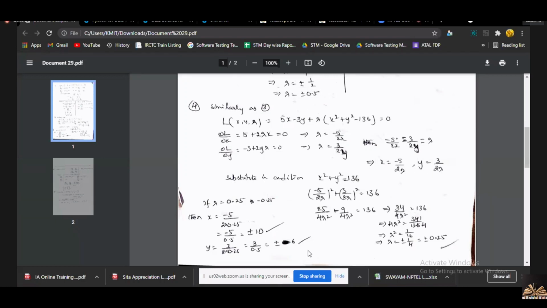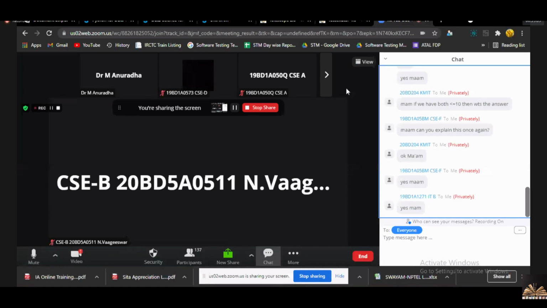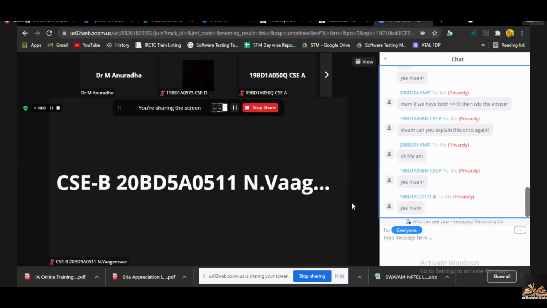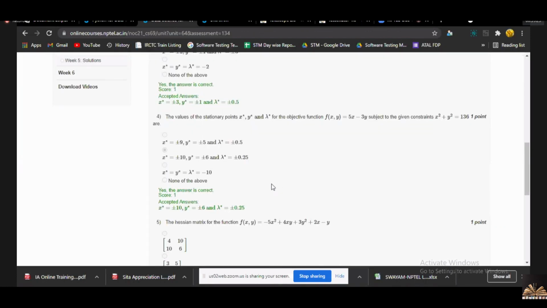Then substitute this lambda value to find the x value and the y value. Finally, we got lambda equal to plus or minus 0.25, x equal to plus or minus 10, y equal to plus or minus 6. So that is the answer given here: x star equal to plus or minus 10, y star equal to plus or minus 6, and lambda star equal to plus or minus 0.25. Is this clear? Yes? The same procedure, the same question given with different values. Okay.